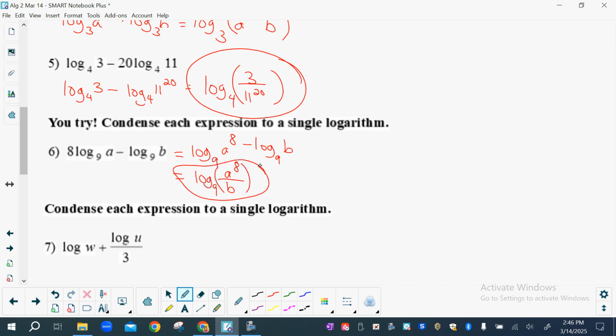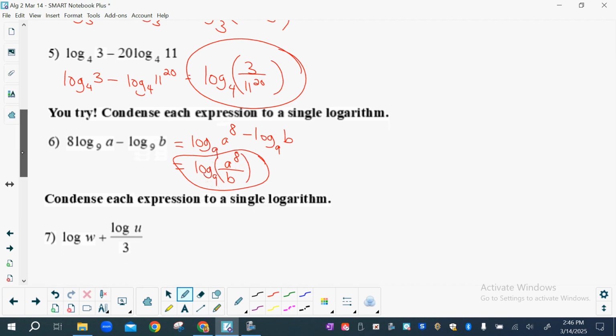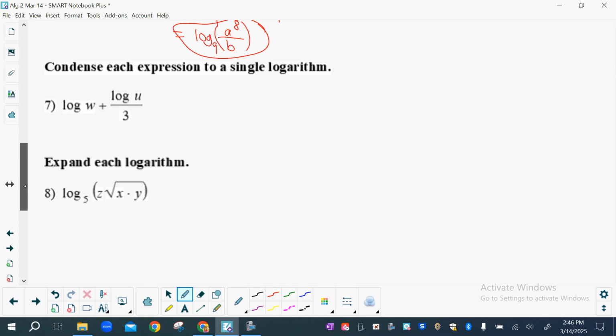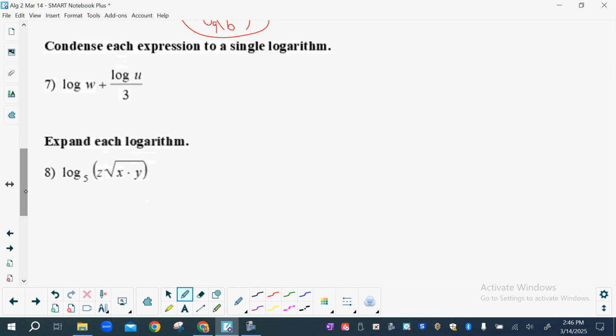Questions on that before we move on to the next one? Okay, this one gets a little harder. So no one has been able to answer this question yet. On this one here, we've got log of W plus log of U over 3. So that over 3 is a problem.